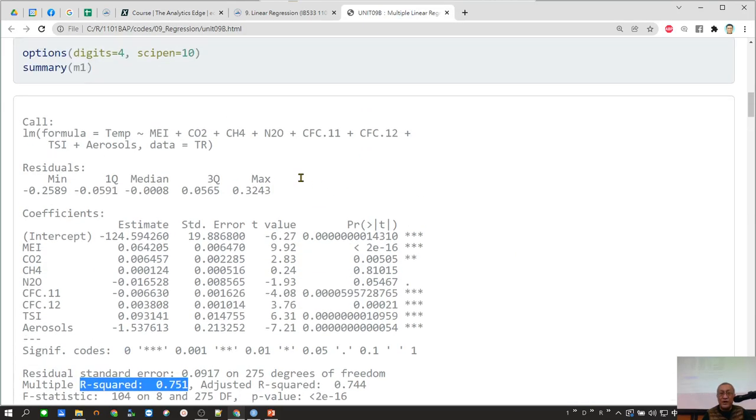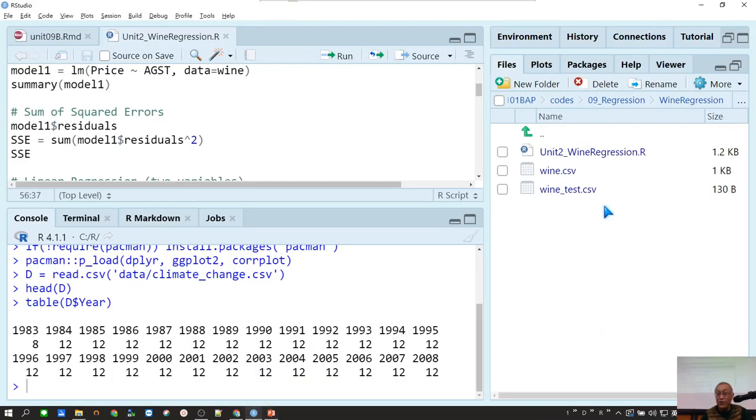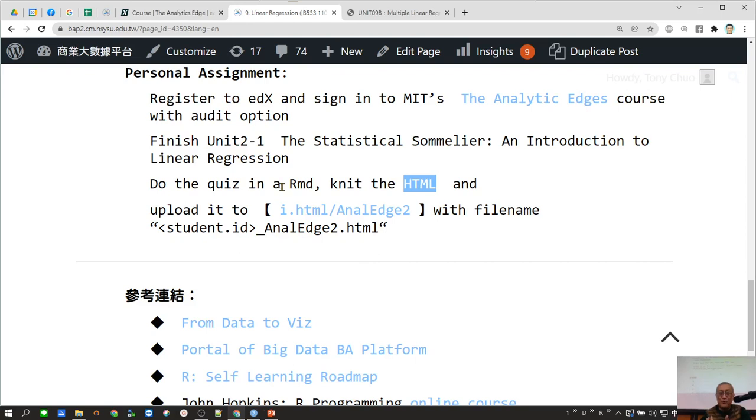And there are quizzes. After every video, there's a quiz. I want you to do the quiz and put the quiz in the RMD and knit it to HTML, because you already have the code and the data here. So I want you to build the RMD, do the quiz in the RMD, knit the HTML, and then upload it to the folder of personal assignment.